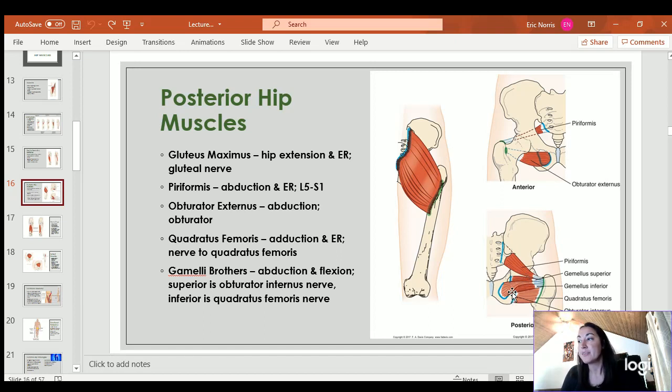They are known as the Gemelli brothers. They abduct and flex the hip. Superior gemellus is innervated by the nerve to obturator internus, and inferior gemellus is innervated by the quadratus femoris nerve.